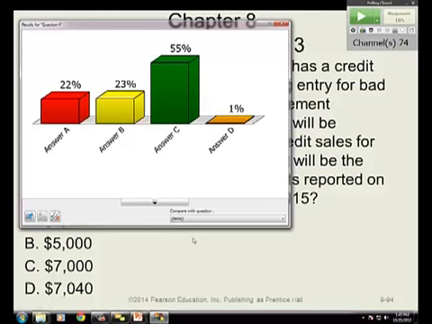So in this case, it's going to be 2% of credit sales of $250, and you go right to the debit to bad debt expense and the credit to the allowance for $5. That's your adjustment, and the balance is $7. So C is the correct answer there.